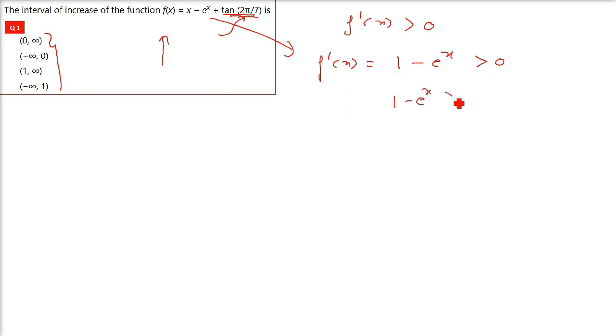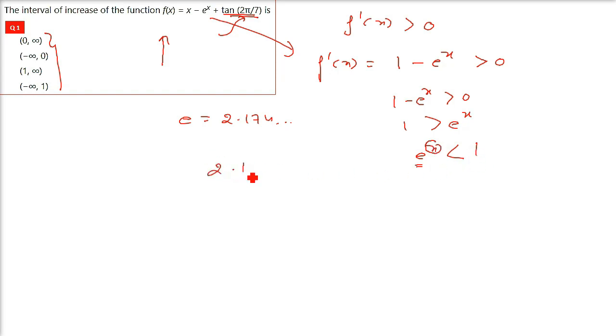That means 1 − e^x is greater than 0, 1 is greater than e^x, or you can say e^x is less than 1. Now the next thing: e is what? You know about e. e is a constant value, 2.718 something. Now a constant value, if you put any power x over it, it has to come lower than 1.